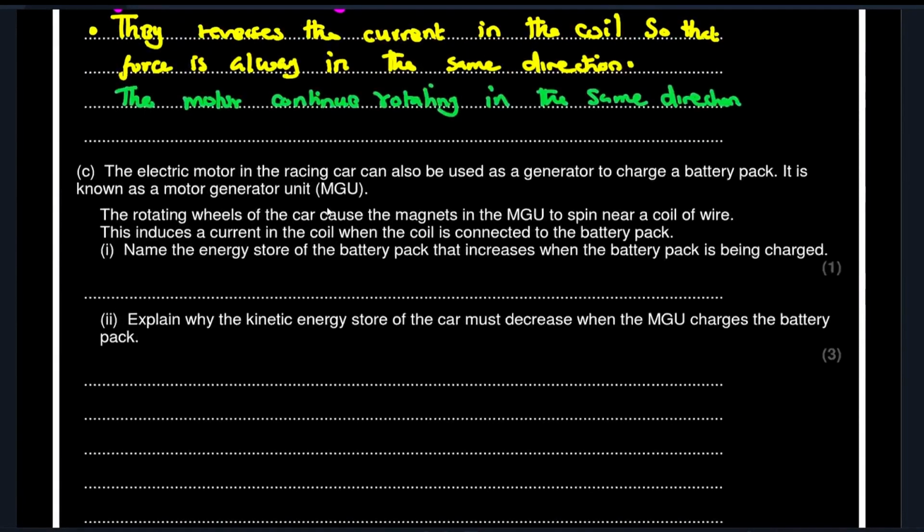The electric motor in the racing car can also be used as a generator to charge a battery pack. It's known as a motor generator unit, MGU. The rotating wheel of the car causes the magnet in the MGU to spin near a coil of wire. This induces a current in the coil when the coil is connected to the battery pack. Name the energy store of the battery pack that increases when the battery pack is being charged.